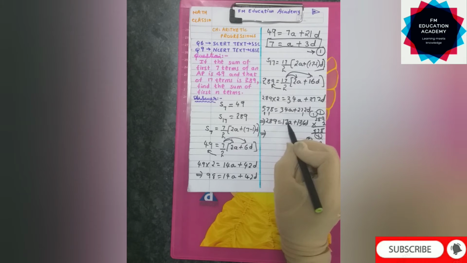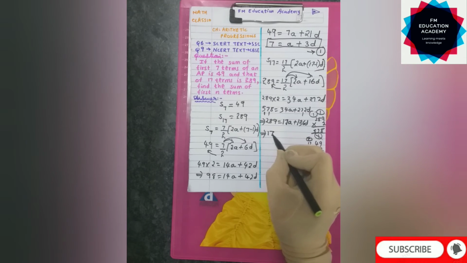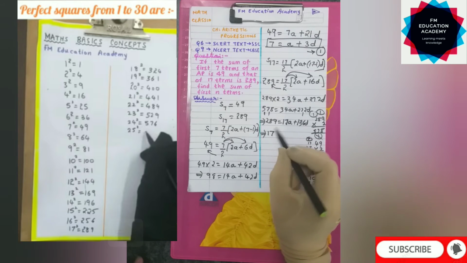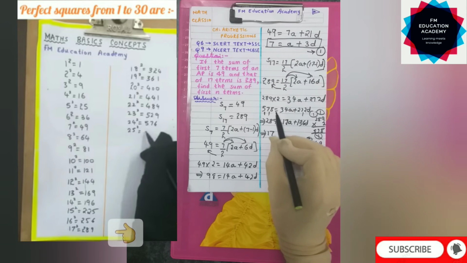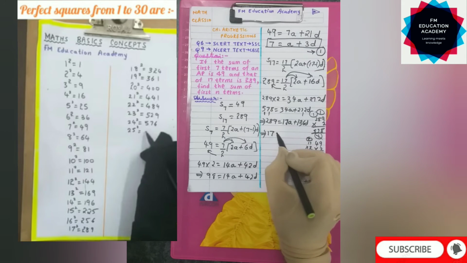As here I have 17, I want to make the coefficient of a as 1. So 17 17s are 289. How do I know 17 17s are 289? Remember the perfect squares list. I know 17 squared value is 289. So 289 is 17 into 17. If I divide this 289 with 17, 17 1s are 17, 17 17s are 289. So I'm left with 17.